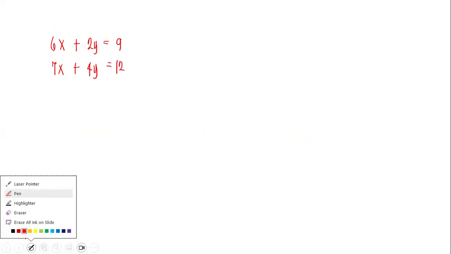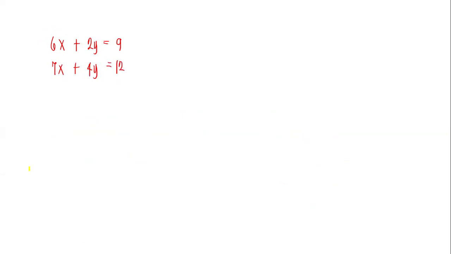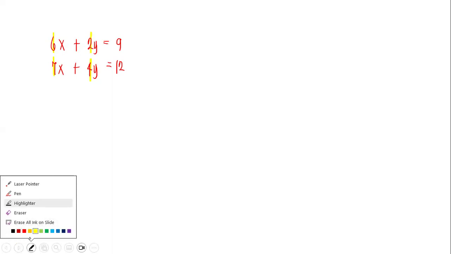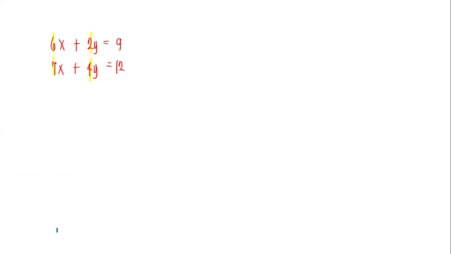Okay, another one. For example, we have 6x plus 2y equals 9 and 7x plus 4y equals 12. As you can see here, all of our coefficients are greater than 1. We have 6, 2, 7, and 4. So it is not advisable that you use the substitution method. Instead, we have to use elimination.